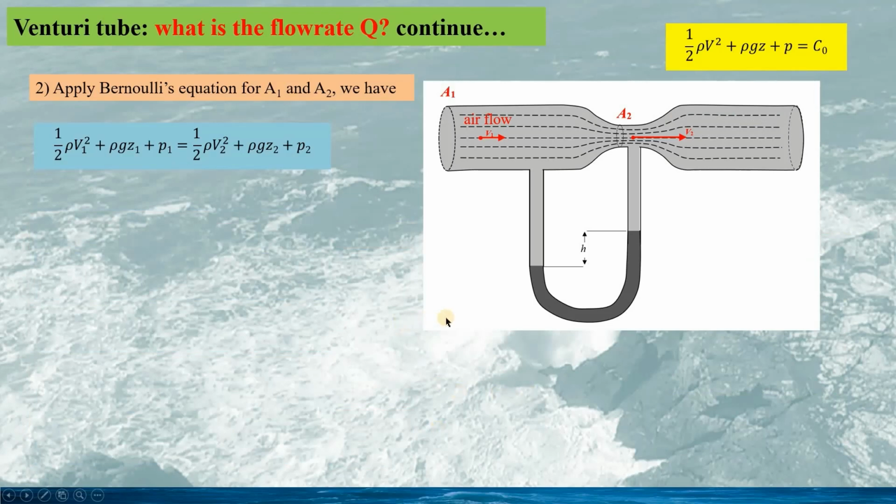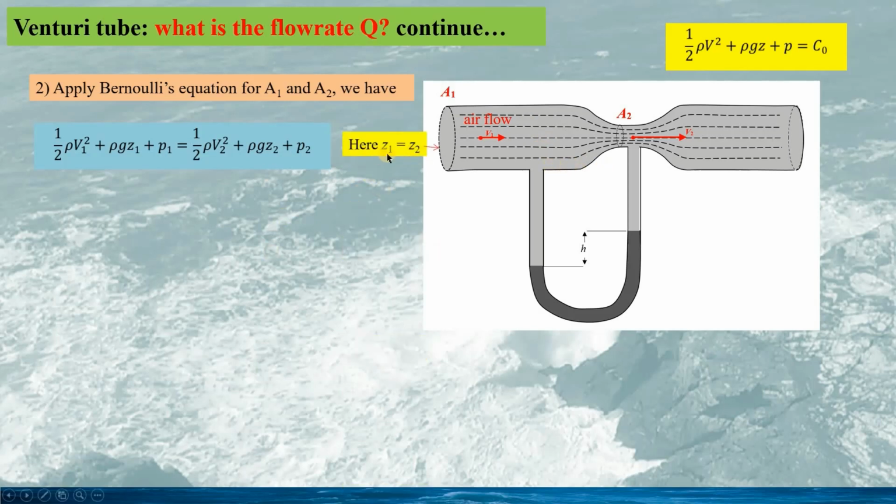Now we apply Bernoulli's equation for A1 and A2. So we have the expression as this. Why do we have Bernoulli's equation as this for the fluid in the tube, rather than building Bernoulli's equation on individual streamlines? The reason is that for the pipe flow, the velocity and the pressure are both uniform on the sections, while the pressure change in the pipe would be very small, even from the bottom to the top of the pipe. That's why we can employ this equation for the whole flow in the Venturi tube.